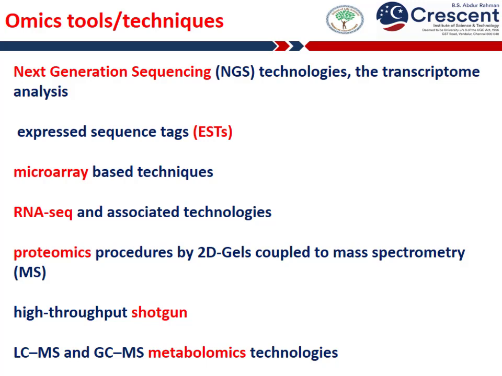Simultaneously, the development of proteomics procedures by 2D gels coupled to mass spectrometry, that is MS, or more recently via high throughput shotgun approaches, and of robust LC-MS and GC-MS metabolomics technologies are able to unravel fluctuations of non-volatile and volatile metabolites, paving the way to a better understanding of the effects of the biological processes under investigation.